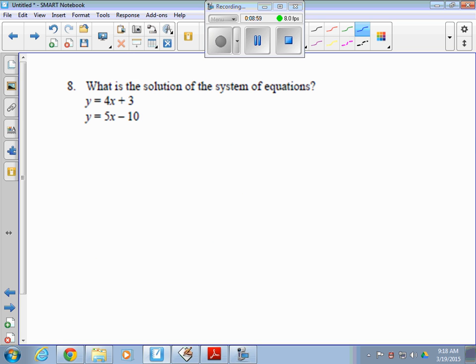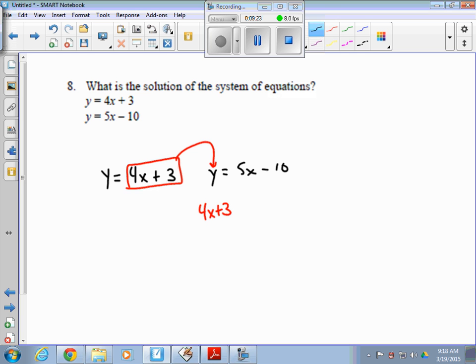Number 8 says, what's the solution to this system? Now, this system is set up more for the substitution method. Substitution works easier if you write them next to each other. 4x plus 3 and y equals 5x minus 10. This says y equals this expression. So in place of y, we can plug in 4x plus 3, or we can substitute it in.